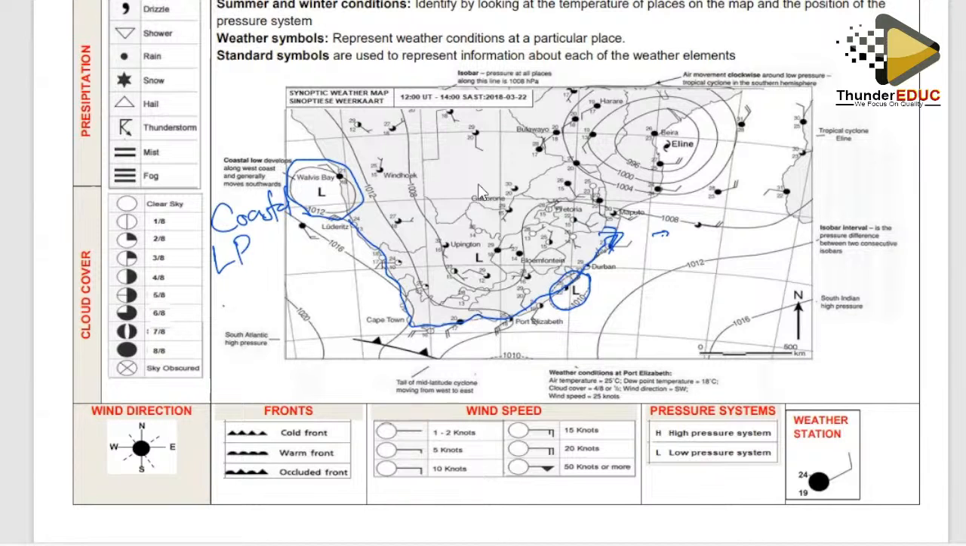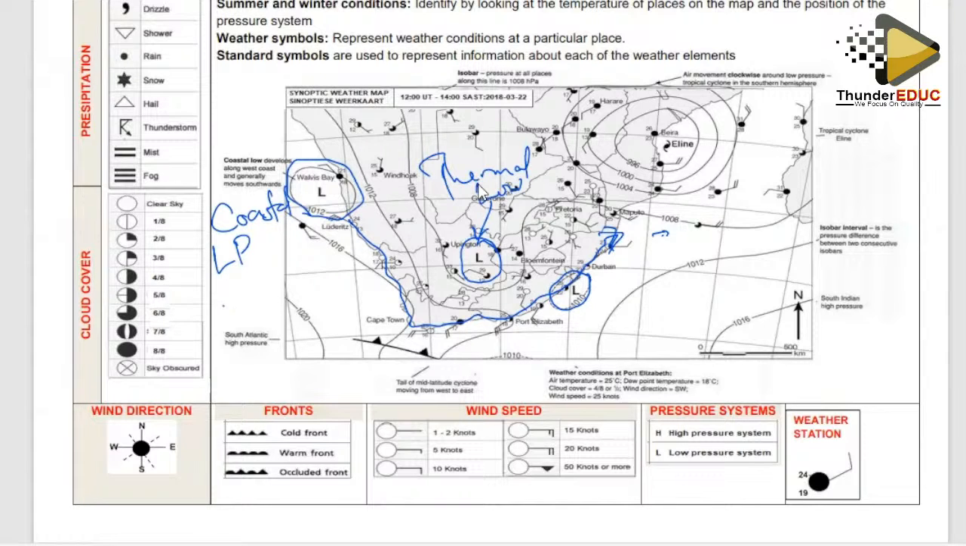Then if we check here, we have another low pressure which is over the interior. This low pressure cell here, which exists over the interior, geographically we name it a thermal low. It's called a thermal low. Thermal in the sense that it is caused by heating, which happens over the interior, creating a low pressure cell.